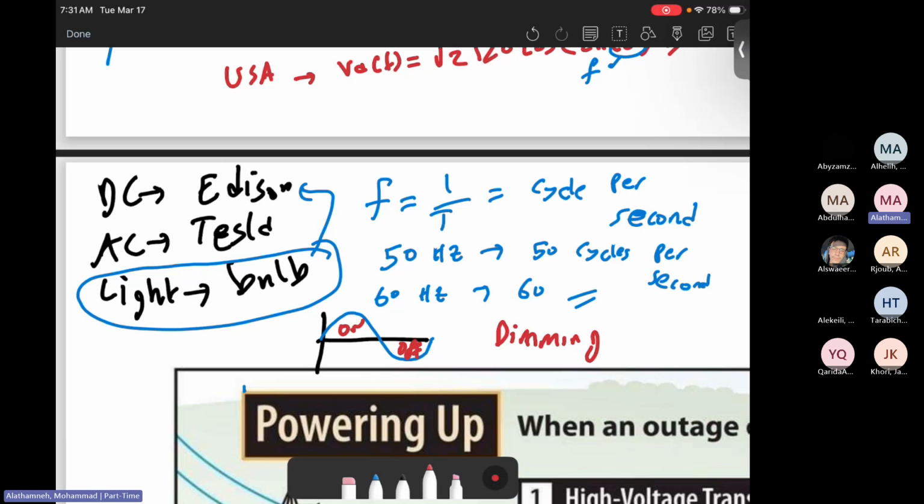Therefore, let's make it high. That's why we don't want to make it a very low value. How about making it a very high value? Why don't we make it like 1 megahertz or 1000 hertz, something like that?